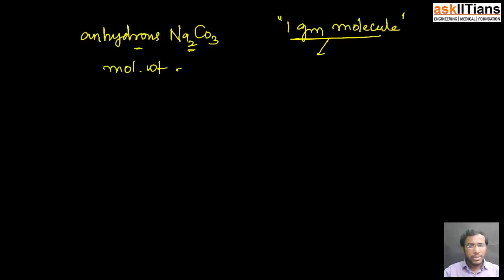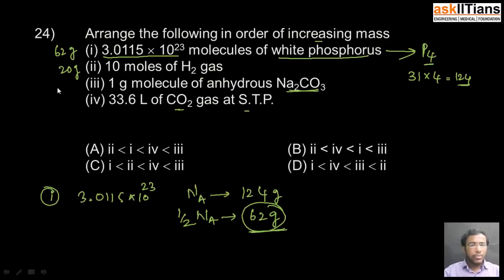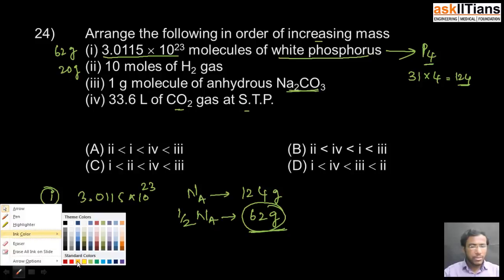1 mole of Na2CO3 is nothing but its molecular weight. So its molecular weight is how much? Sodium is 23, 23 into 2 is 46. Plus carbon is 12. Plus oxygen is 16, 3 times, 48. So 12 plus 48 is 60, plus 46, 106 grams. Its molecular weight is 106. So 1 gram molecule is nothing but 1 mole. So 1 mole of anhydrous Na2CO3 weighs 106 grams. That is the third one.